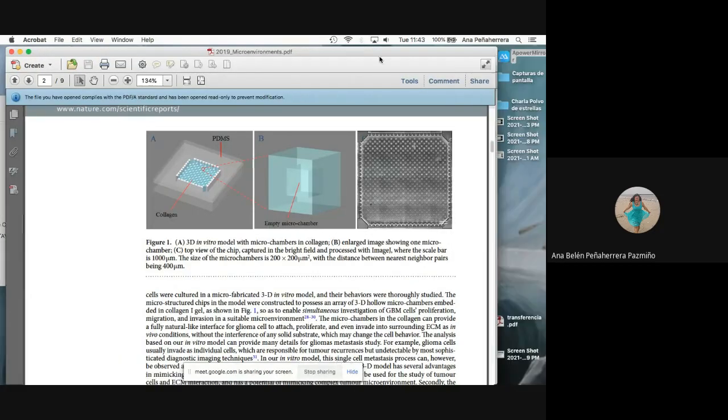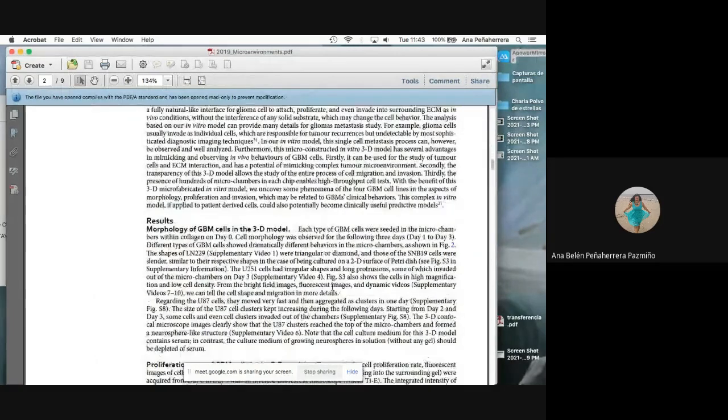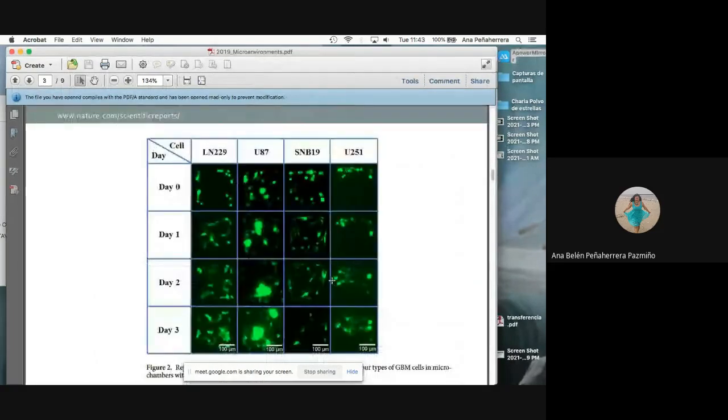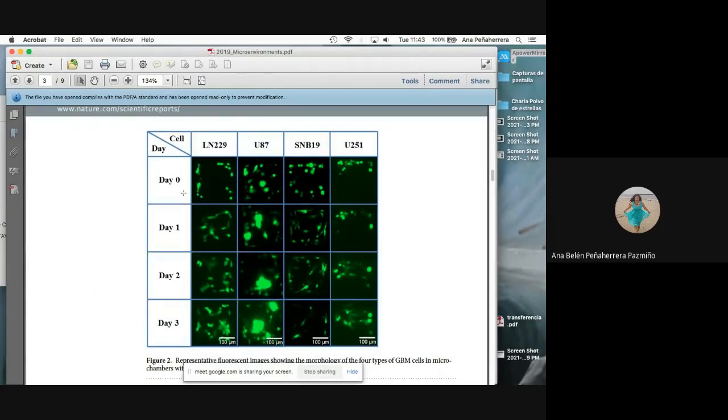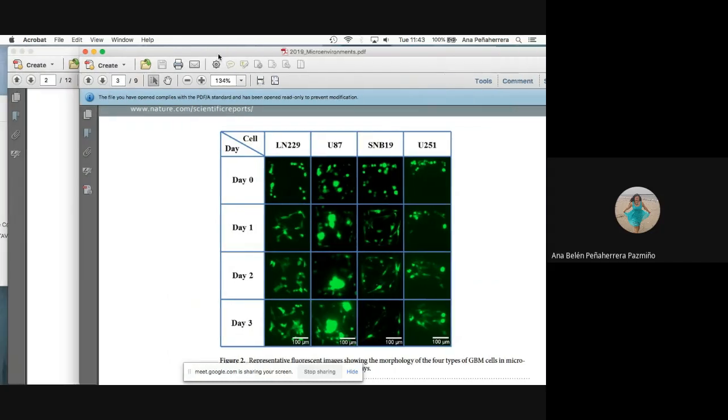So here, let's return to the paper. The idea is to characterize the morphology of these cells. So you can see here in the rows, you see the days of culture, and in the columns, you see the different cell lines. So here you see how they start growing, and how the morphology changes while time passes.